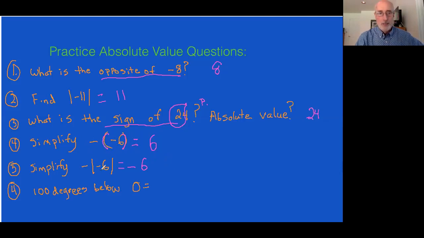All right, and then what if they said, how would you express 100 degrees below 0? Is that a positive or a negative number? What would you put? 100 degrees below 0 would be just minus 100 degrees, okay? 30 degrees, period, that would be a positive 30. 30 degrees below 0 would be a negative 30 degrees, okay?